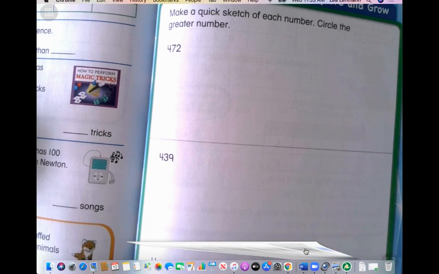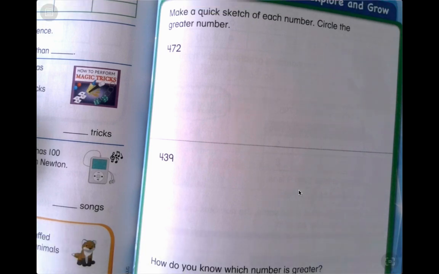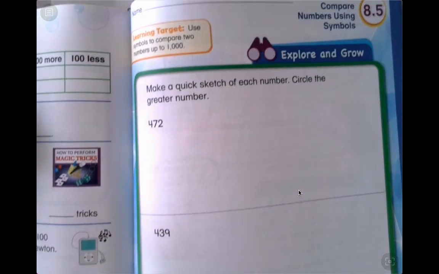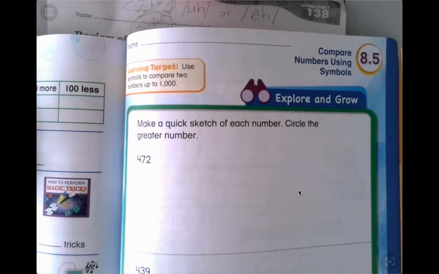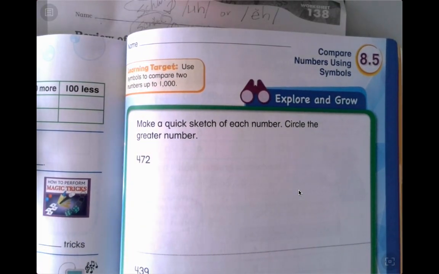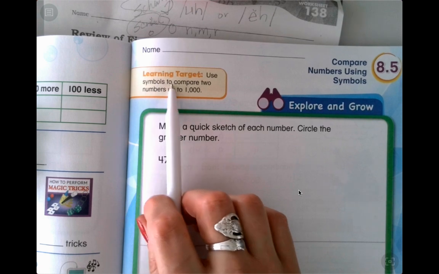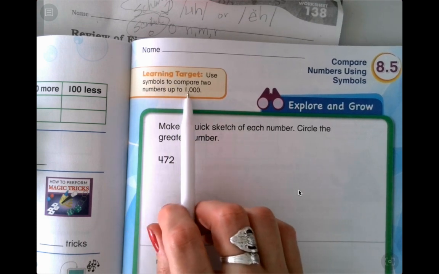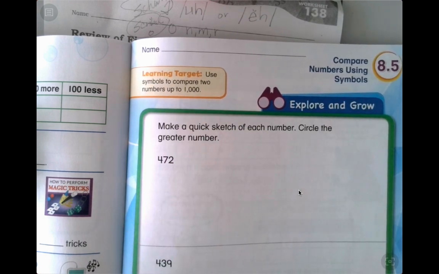All right, so today's lesson is 8.5. Okay, and this is page 375. Okay, so today is something we also have already done. It says right here to use symbols to compare two numbers up to 1,000. Okay, use symbols to compare two numbers.